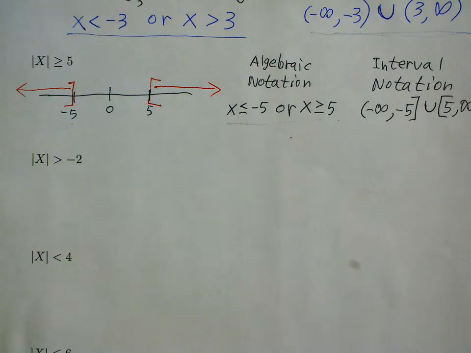Okay, +2, that's a solution. The distance of 2 from 0 is 2, and 2 is greater than -2. Is that the only number? It's the only number?